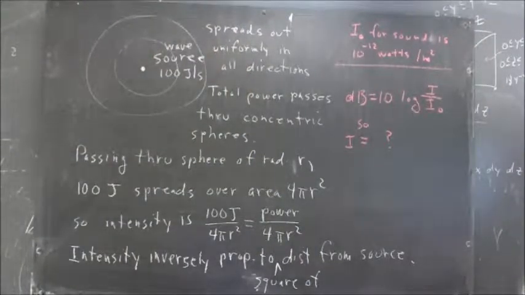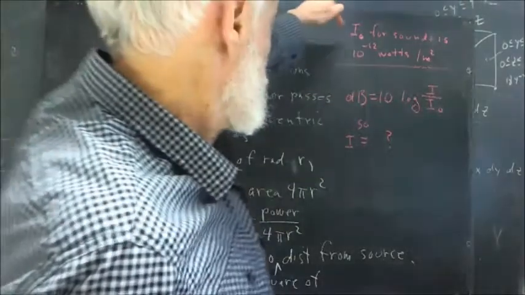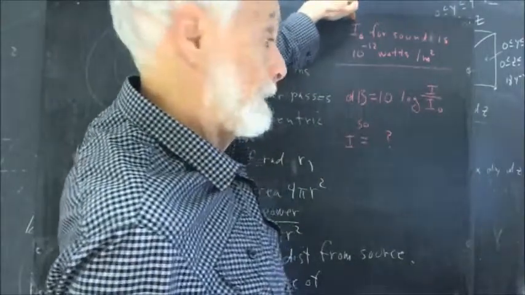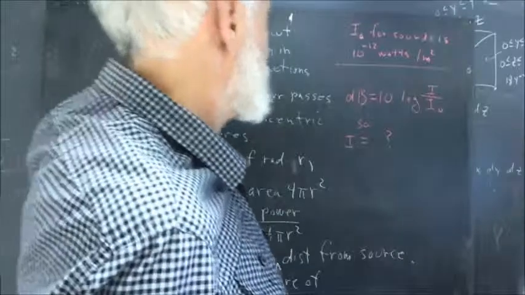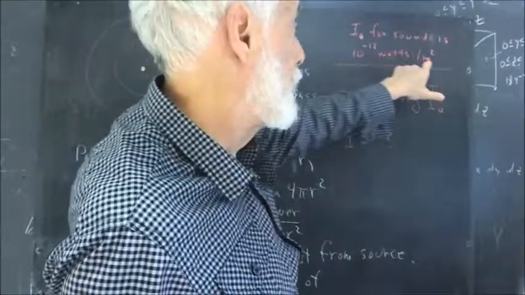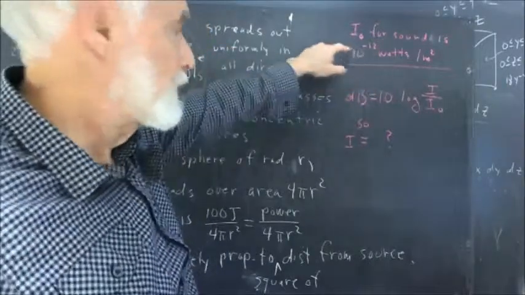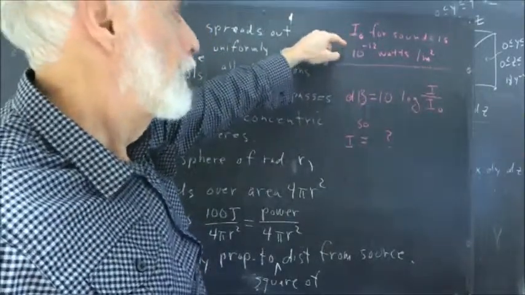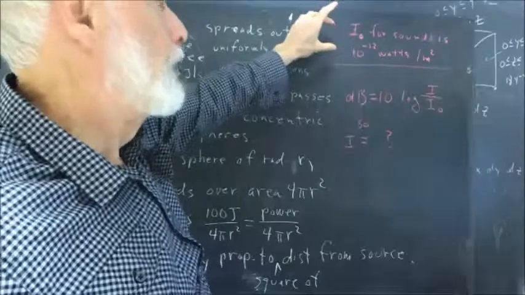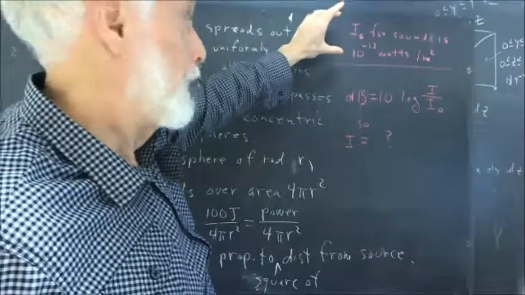Now, we have this scale for measuring loudness of sound called the decibel scale. First of all, let's make a definition. I naught, the threshold intensity for a sound, is 10 to the negative 12 watts per square meter. That's the lightest sound that a typical, healthy, young human being can just barely detect.